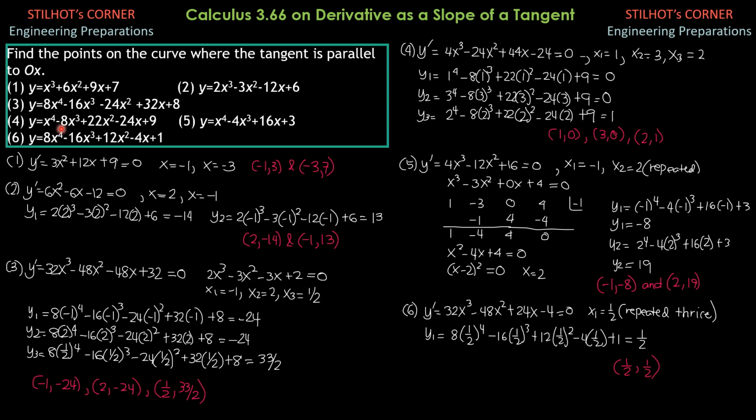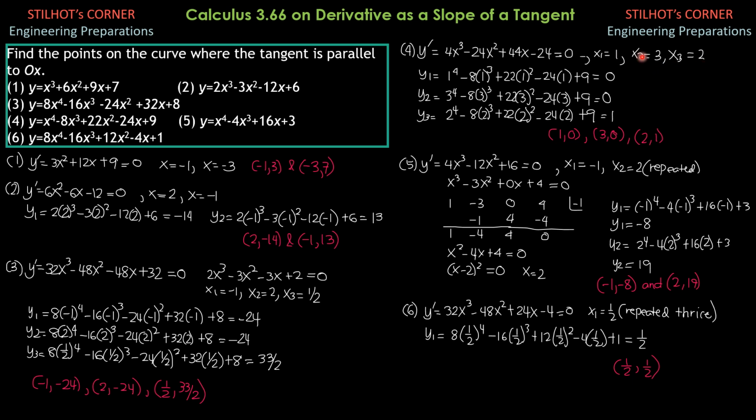y is x to the fourth minus 8x cubed plus 22x squared minus 24x plus 9. So y prime is 4x cubed minus 24x squared plus 44x minus 24, then equals 0. So the roots are x sub 1 is 1, x sub 2 is 3, x sub 3 is 2.